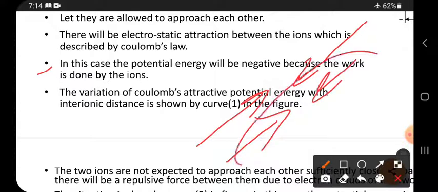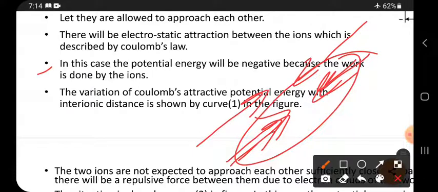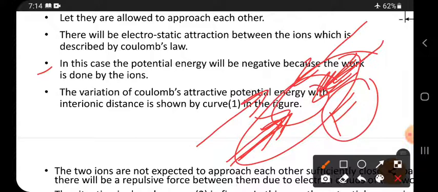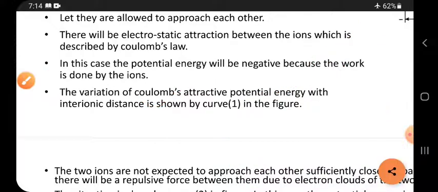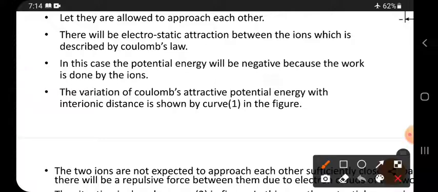Themselves they are coming, their displacement is changing, and because of the displacement change, that is their motion, the attraction will increase. Attraction means the force also increases. So a force is there and a displacement is there. That is because of the ions only. So the work is done by the ions. That is why it is negative work done.